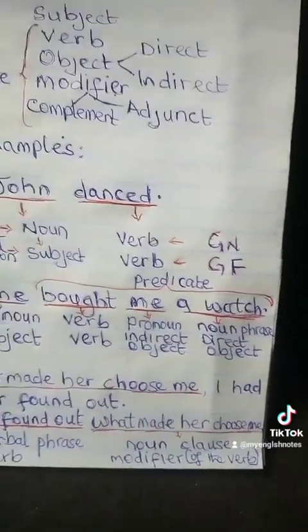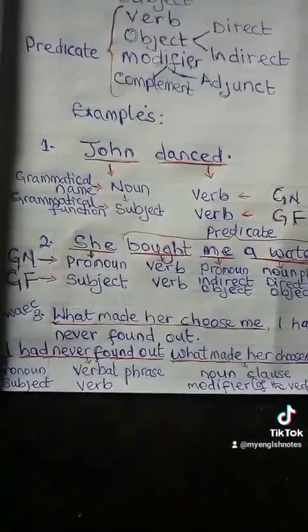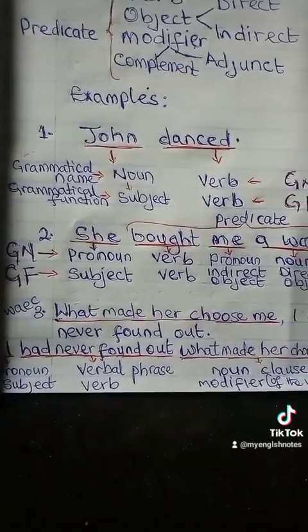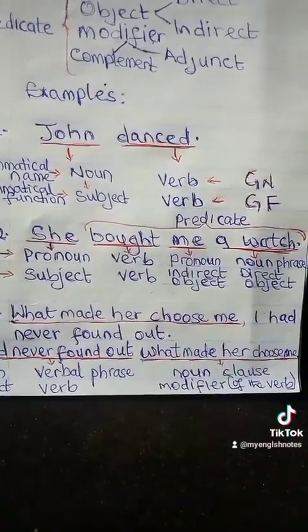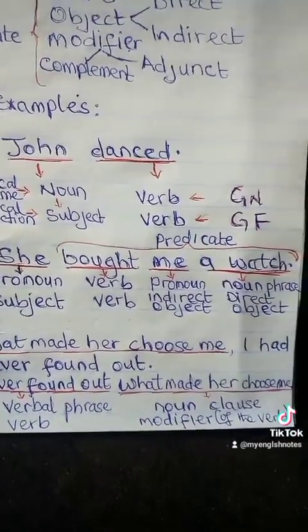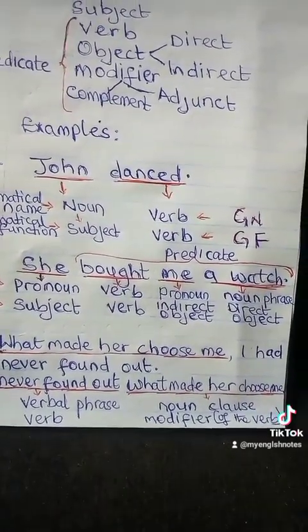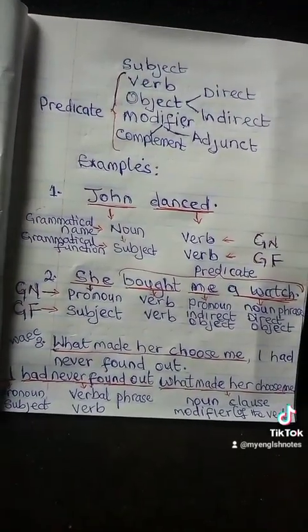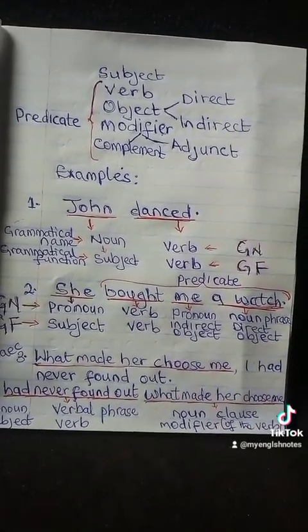Now let's take a look at our third example. It is actually from a WAEC examination. What made her choose me, I had never found out. Now this sentence has been inverted. So we can revert what has been done and we'll have: I had never found out what made her choose me. Now the focus is on what made her choose me.